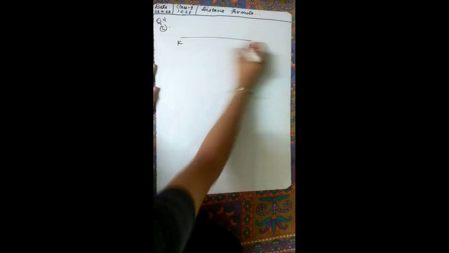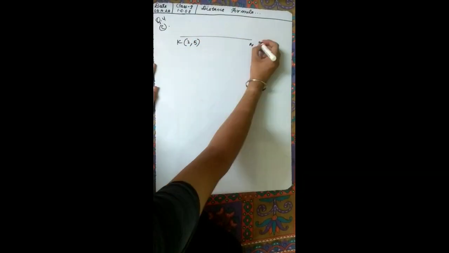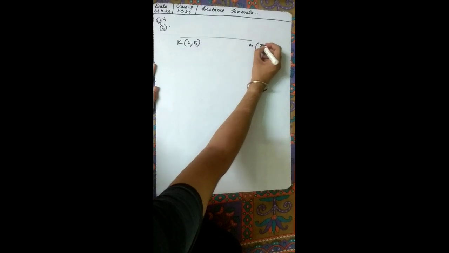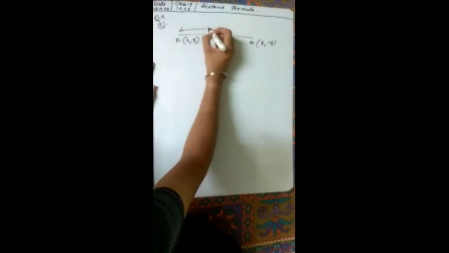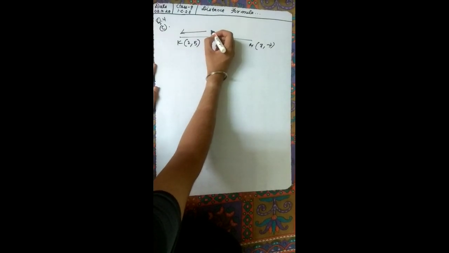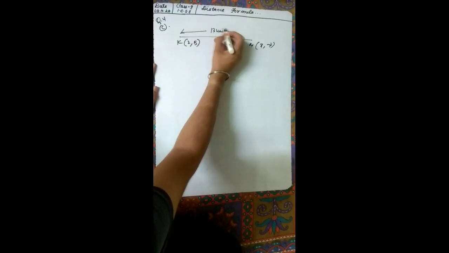KM is a line segment of length 13 units. If K has coordinates (2, 5) and M has coordinates (x, minus 7), then find the possible values of x. Okay, so you have a line KM. K has the coordinates (2, 5) and M has the coordinates (x, minus 7), and the distance between these 2 points is given, that is 13 units. So we need to find the value of this x.